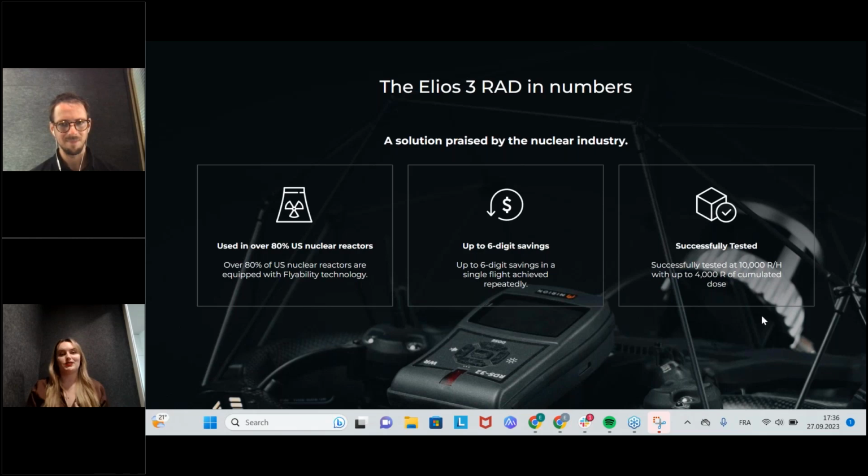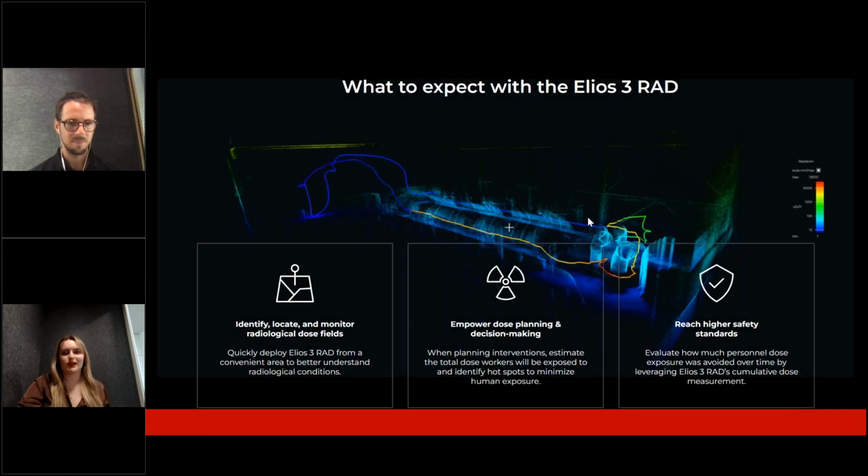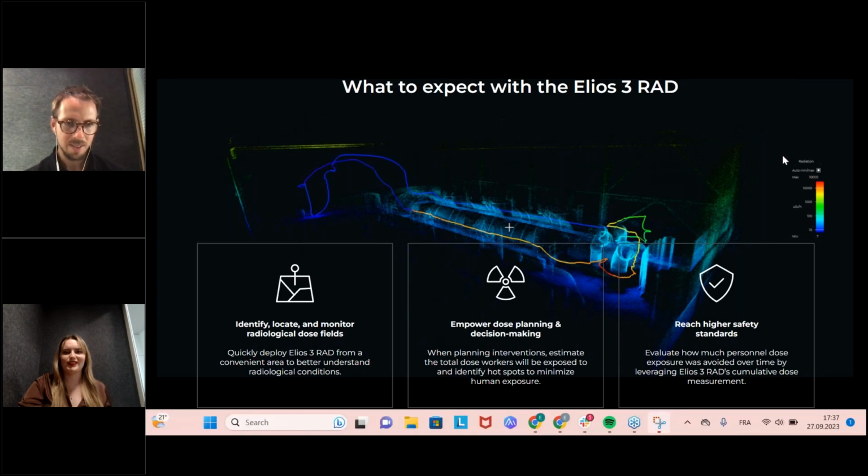And we've seen testers and clients have major savings, and a lot of that comes from having the correct data and situational awareness to deal with being in these tough environments and gathering data that can then inform engineering plans, maintenance, inspection, etc. So then going into what to expect with the Elios 3 RAD, I think Jeff has a better idea of this than I.